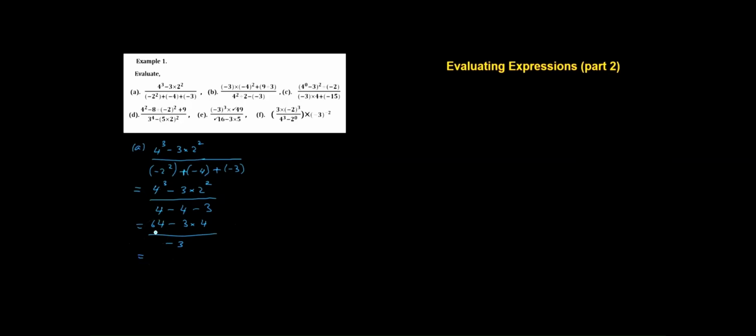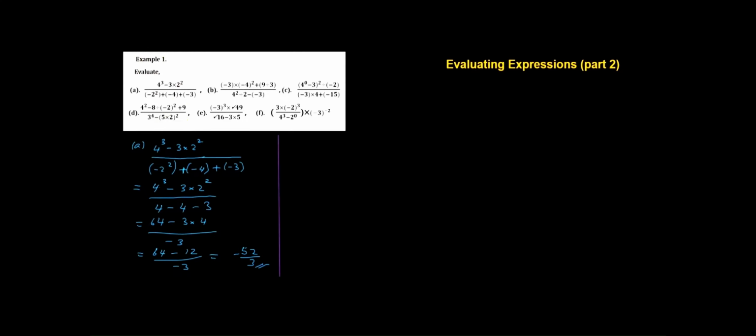Now do the multiplications. We get 64 minus 12 over minus 3. Then subtraction. The answer is minus 52 by 3. Then the part B.